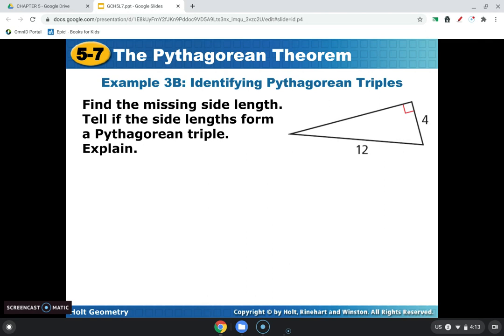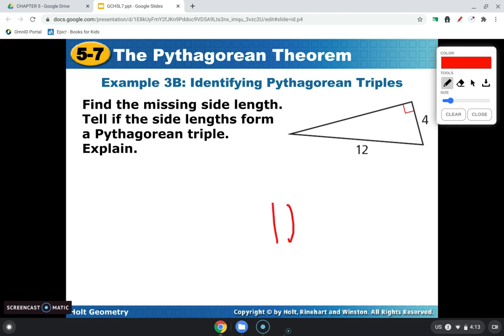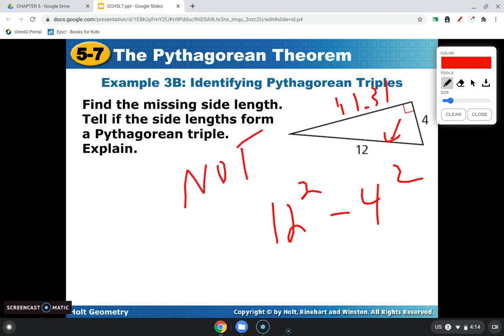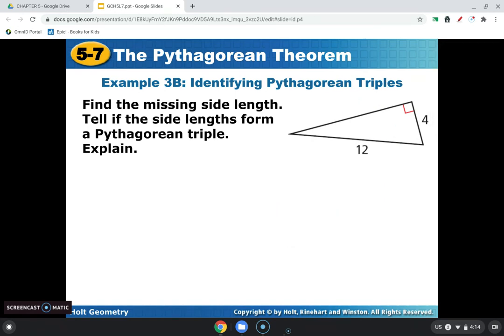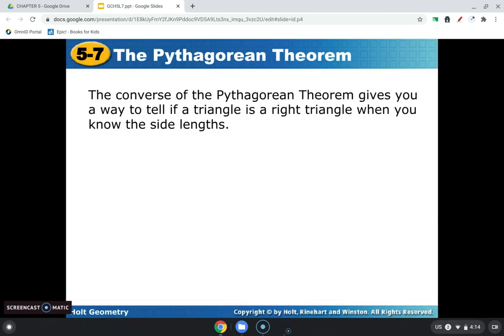Try that again. 12 squared. That's the hypotenuse though, so we're going to go minus 4 squared. So 144 minus 16 is 128. Square root of 128 is 11.31. So that is a decimal, so this is not a Pythagorean triple. All right, Pythagorean triples all have to be whole numbers.